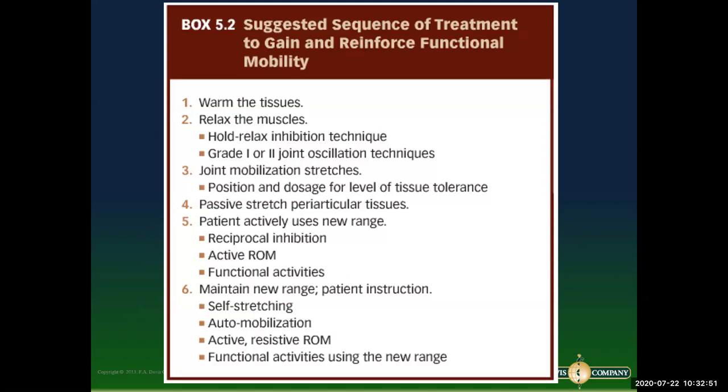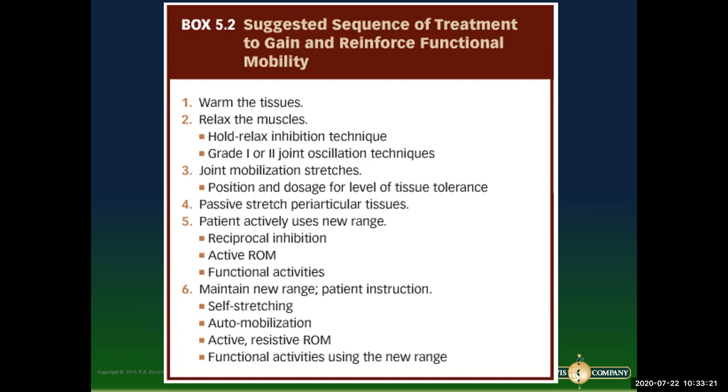So, the suggested sequence of treatment. We're going to warm up the tissue before we do any type of activity. It doesn't matter if we're doing joint mobilizations, doesn't matter if we're doing exercises, doesn't matter if we're just sending them out of the clinic. Warming up the tissue is the big thing. Then we're going to do something to relax the tissue and relax the muscles. Hold-relax techniques work great. Maybe a grade one or a grade two mobilization before we move on to the better ones, until we move on to those threes and fours if we need to, or even the fives.